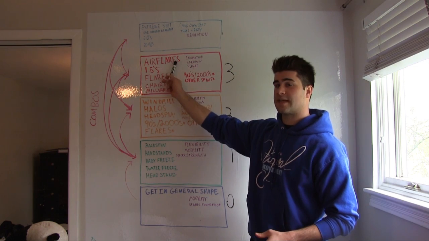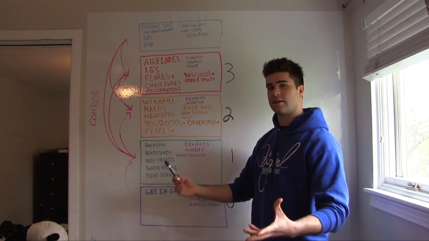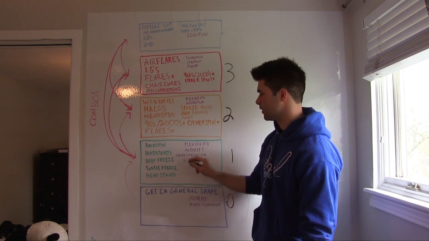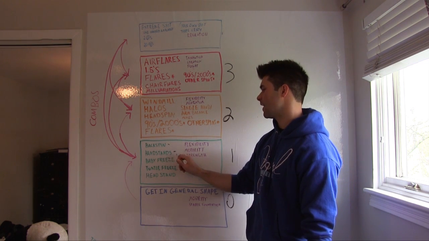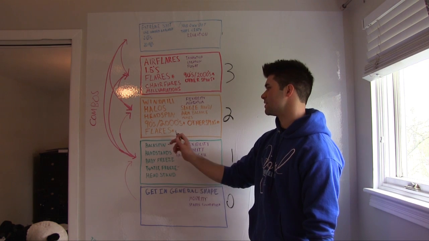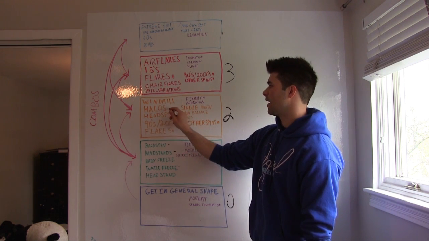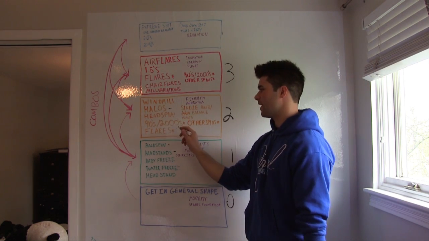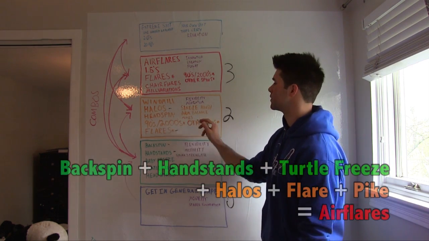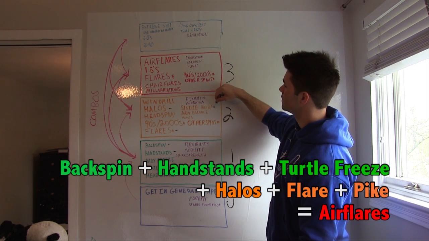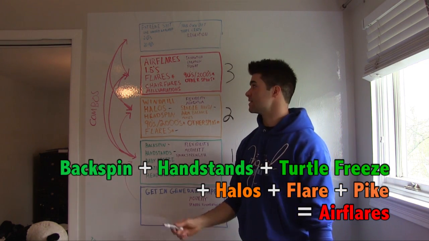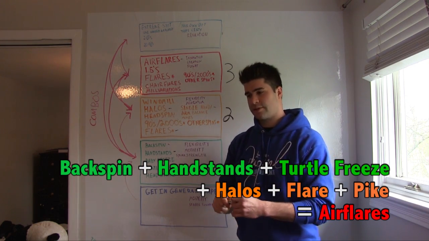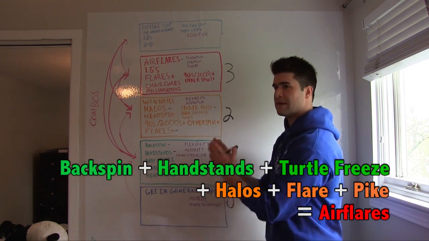Let's take air flares from stage three. Where does that come from in these other stages, okay? So air flare formula: backspin, basic spinning, handstands, turtle freeze. You take that, halos, okay? You get the halos, you get that feeling of jumping over the back, maybe a little bit of flares for hip motions, single hand arm balance like a pike and stuff. Then you take all that, and you put it in air flares, and you start learning with that. That's just a basic formula, a basic remedy.